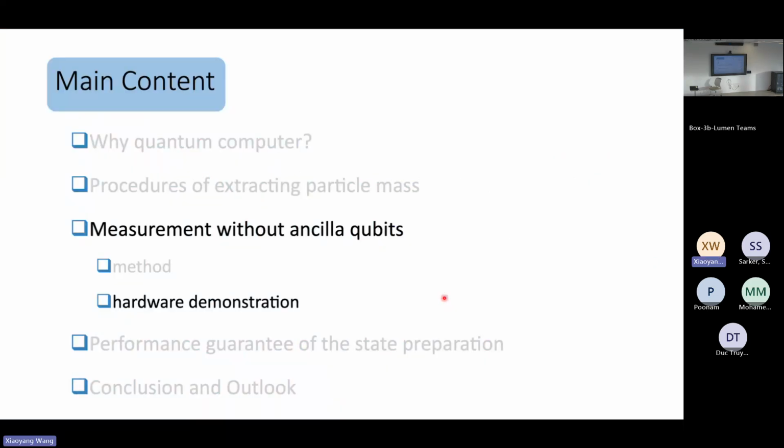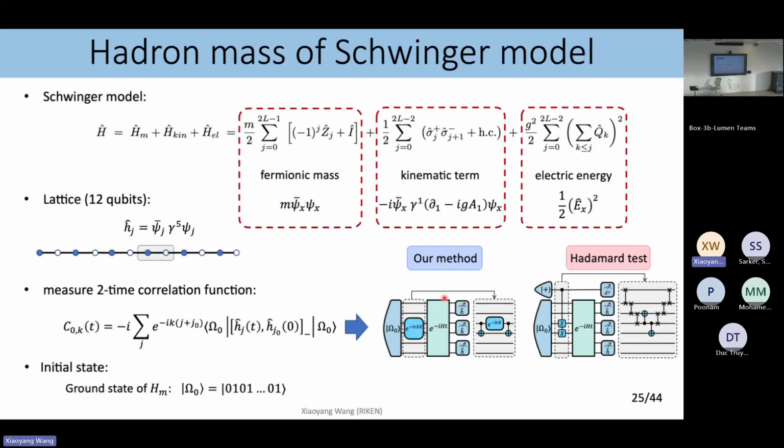Okay, so I will demonstrate our algorithm by numerical simulation and on the IBM's quantum device. We first measure the hadron mass of the Schwinger model, which is the 1+1 dimensional QED model in high energy physics. And this is the Hamiltonian of the Schwinger model, which includes the fermionic mass term, the kinetic term, and the electrical energy term. And our simulation is performed on 12 qubits in a one-dimensional chain.